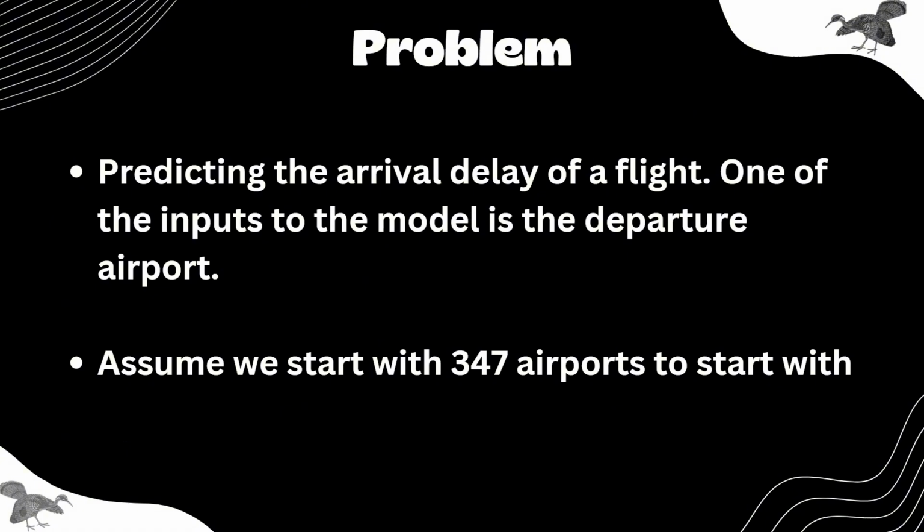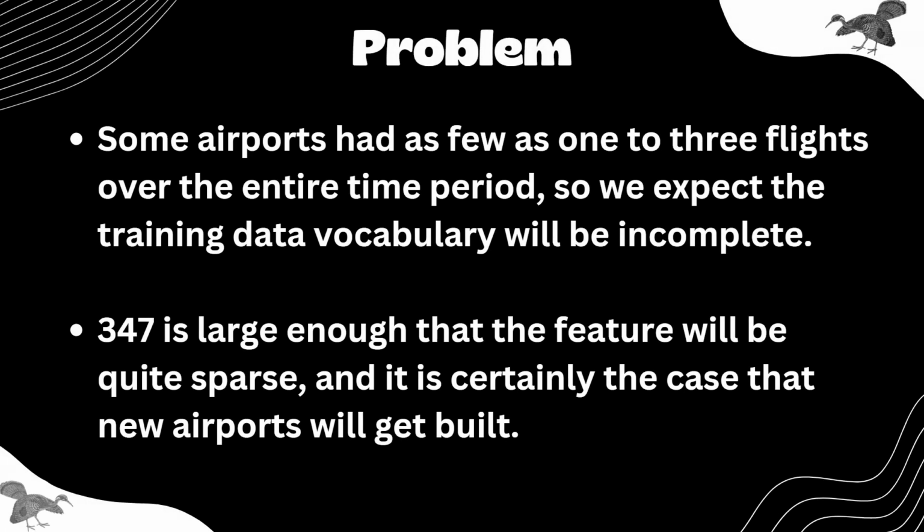Now let's go back and take an example from start to finish for these three problems and see how we can solve them. Let's assume we want to create a model that predicts how delayed a flight will be. We have 374 airports, and there's a feature that tells us where the flight is coming from. It also tells us that there are some airports that appear 2 or 3 times only in the data. So there is a chance that when we split the data into train and test, the vocabulary may not be complete. Also, 374 is a large number.